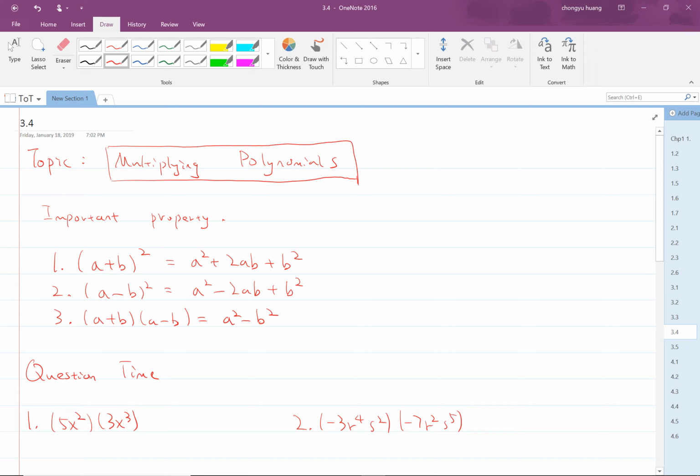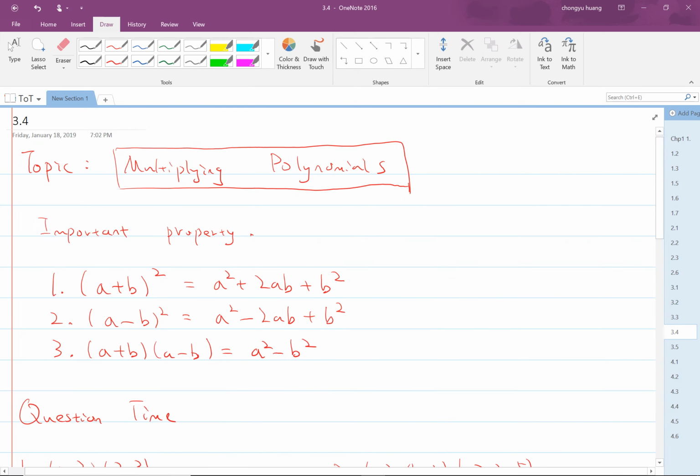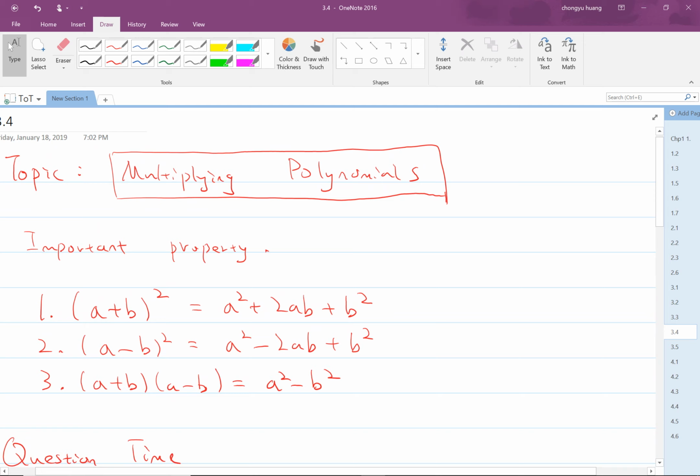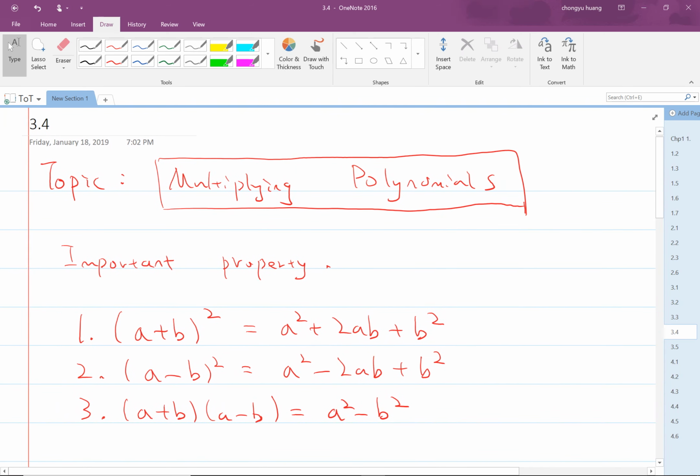Before we start doing any questions, right here you guys can see we have some really important properties. Let me zoom in a little bit, just to make sure you guys can see it really clearly. So those are the really important properties. Okay, let's look at the first one.